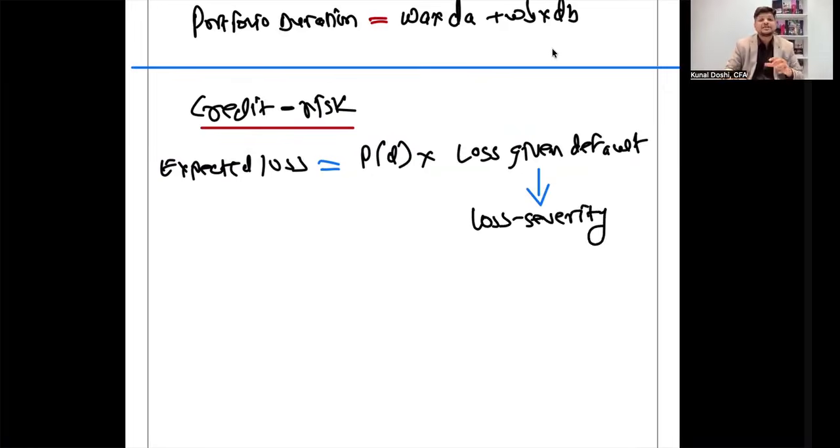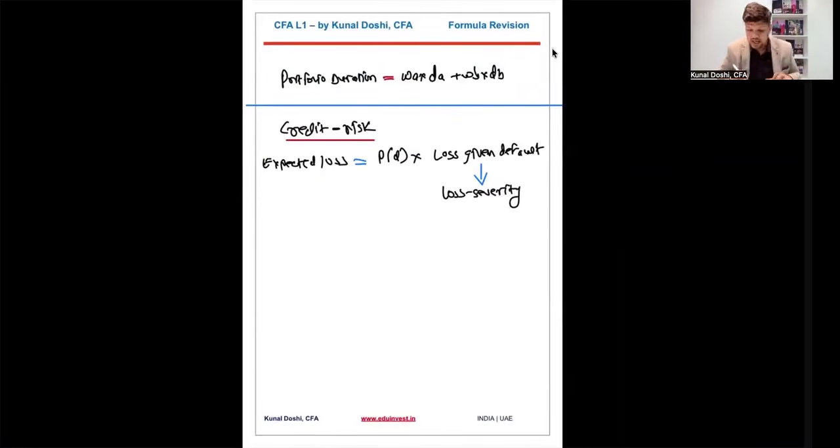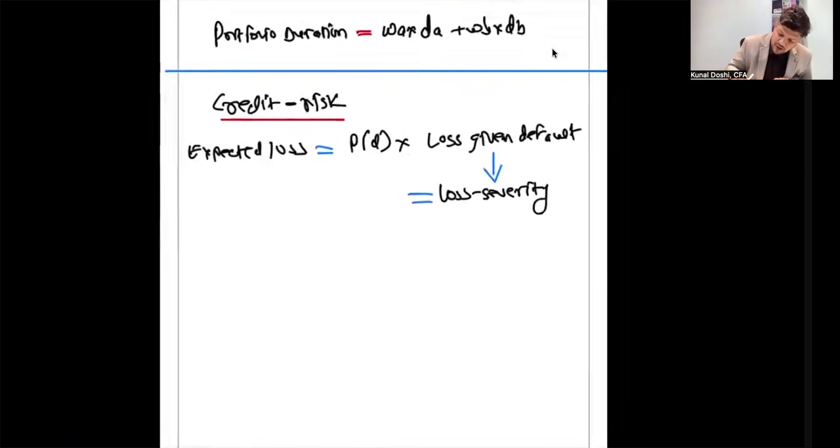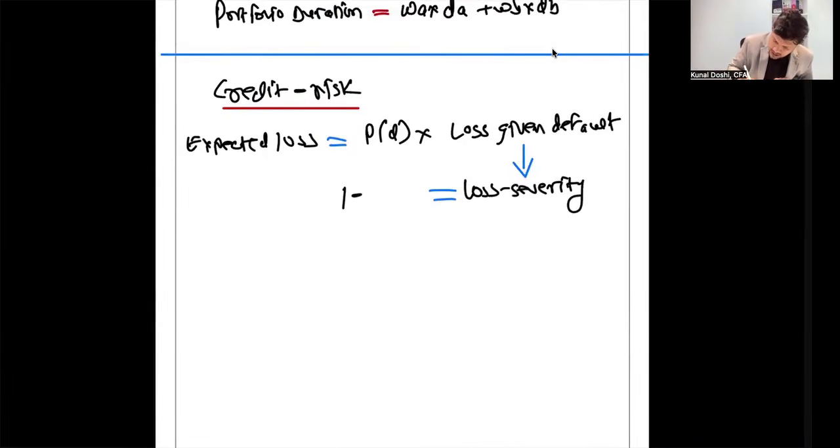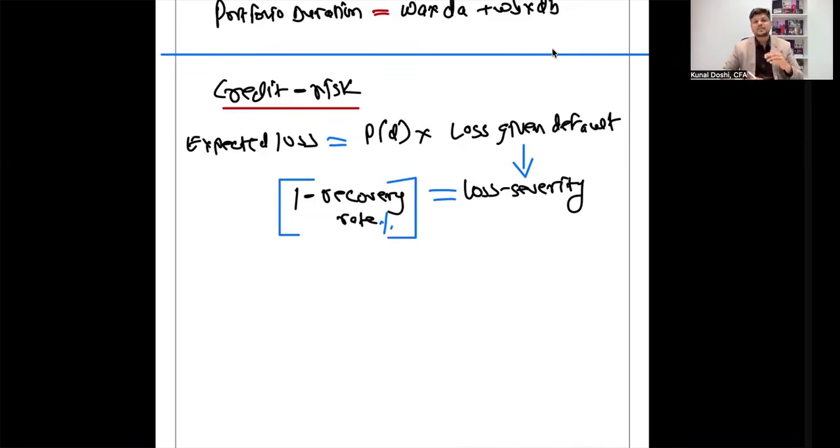Loss severity means how much percentage of the money you will lose if the bond defaults. And loss severity is the opposite of what? It is 1 minus recovery. Remember, 1 minus recovery rate is loss severity. Correct? So let's say you are exposed to 100 million of bond portfolio. Of that, if the loss severity is 40%, recovery rate is 60%, multiply that with the probability of default, and you will get your expected loss. Check and confirm with me.